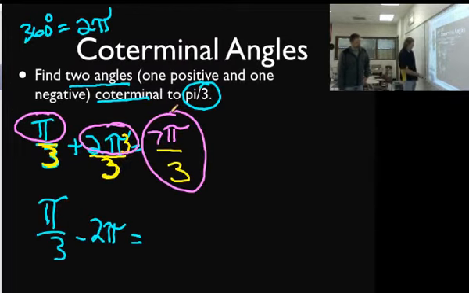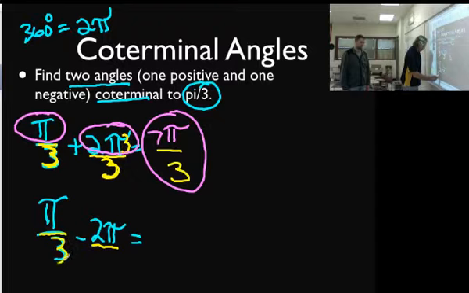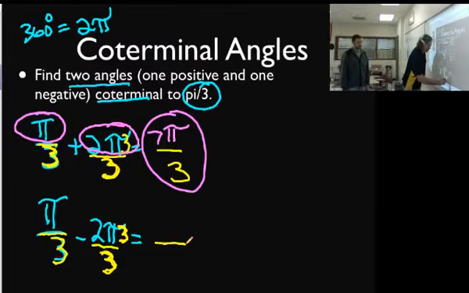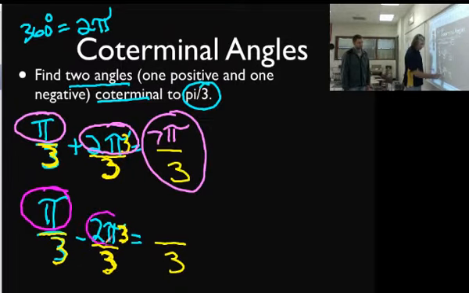Now if we subtract 2 pi, again, this one has a 3 on the bottom and this one needs a 3 in the denominator. So we'll put a 3. If we put a 3 on the bottom, we have to put a 3 on top. That's algebra legal. So our common denominator is 3, and we have 1 pi take away 6 pi, which is negative 5 pi over 3.